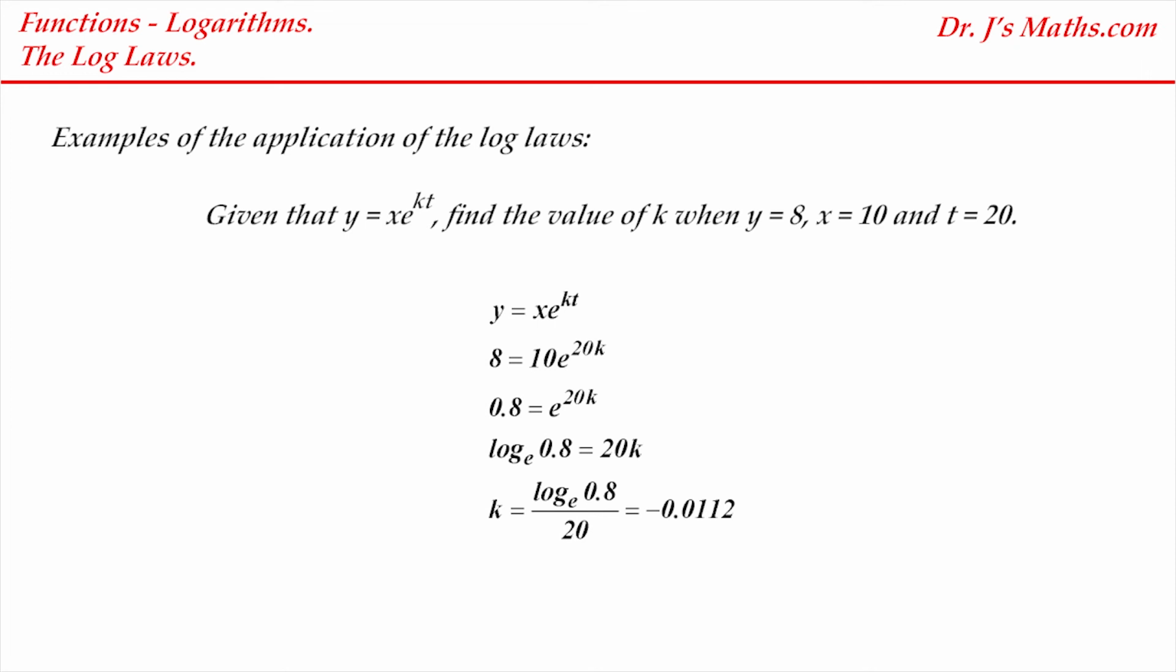Now we can take the logarithm, so it's going to be log of 0.8, and the e swings down to be the base of the left-hand side, is equal to 20k. Divide, k is equal to log of 0.8 to the base e over 20. Put that into your calculator and you get minus 0.0112. Going to be doing that one a fair bit, make sure that's really clear.